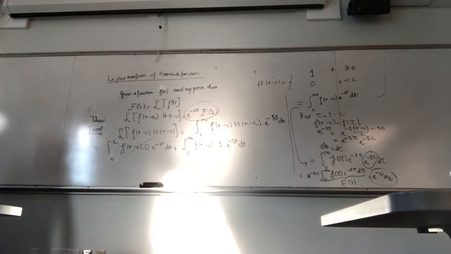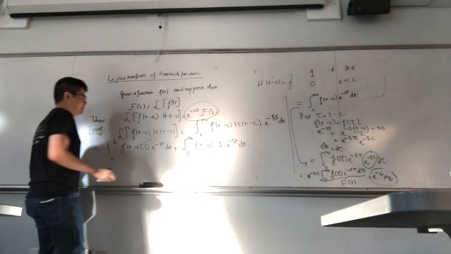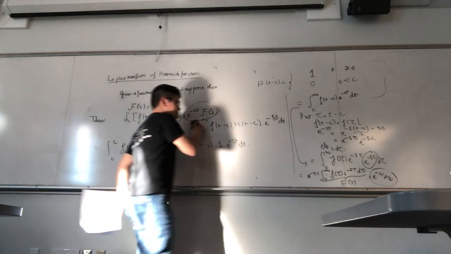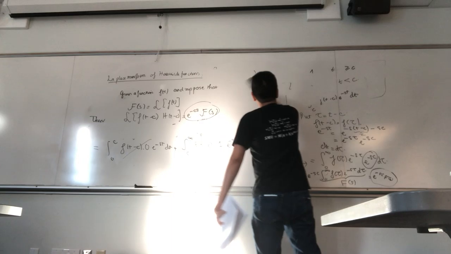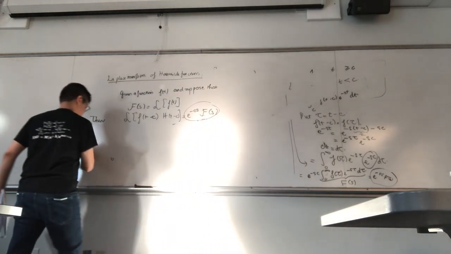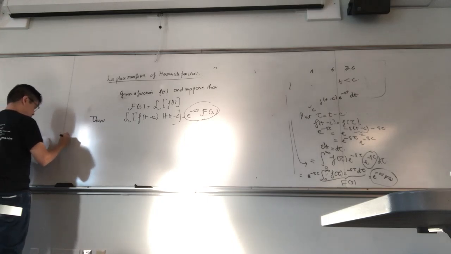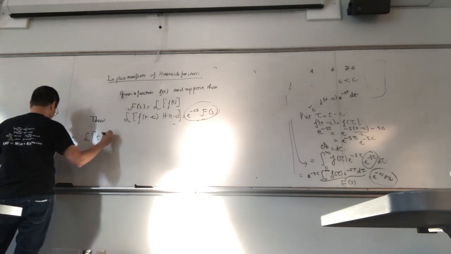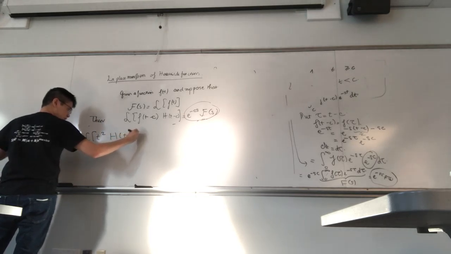It's good? Questions? Right, so we're gonna do some exercise to understand this formula. Exercise: Laplace transform of t squared h of t minus 1.